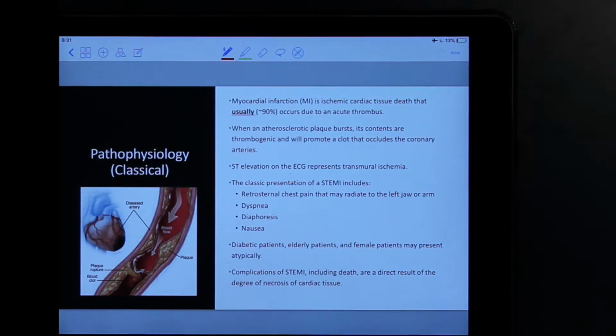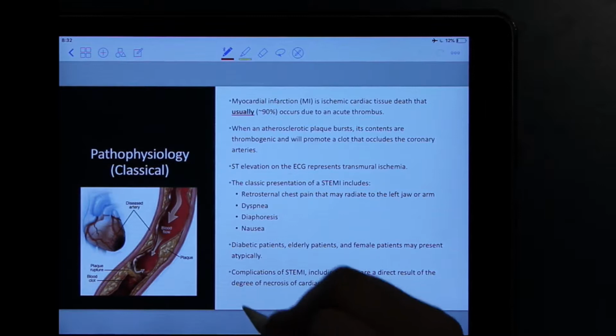So classical presentations of a STEMI include retrosternal chest pain, and this may radiate to the left jaw or arm, dyspnea, so trouble breathing, diaphoresis, sweating, as well as nausea. Diabetic patients, elderly patients, and female patients may all present atypically, so take extra care when working up these types of patients. Some of the complications of STEMI, including death, are a direct result of the degree of necrosis, which is tissue death. And there's actually a helpful way to remember some other complications of STEMIs and myocardial infarctions.